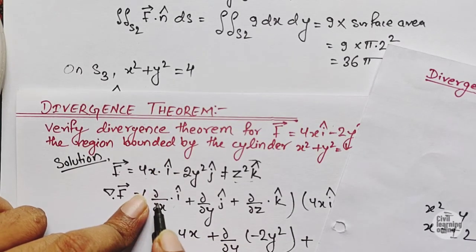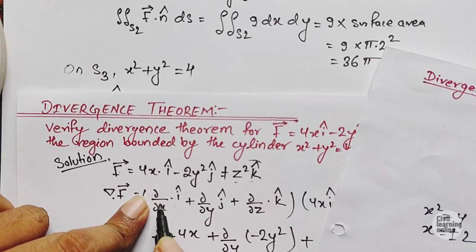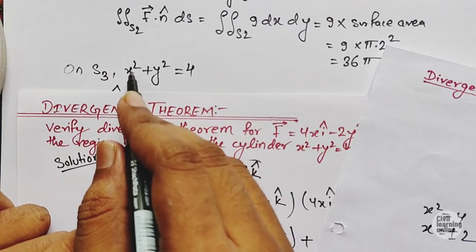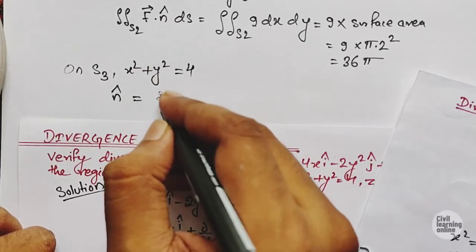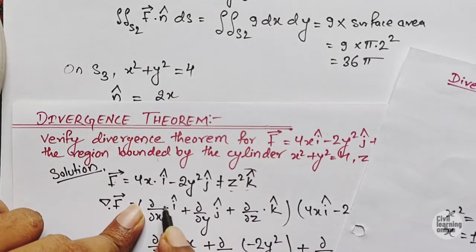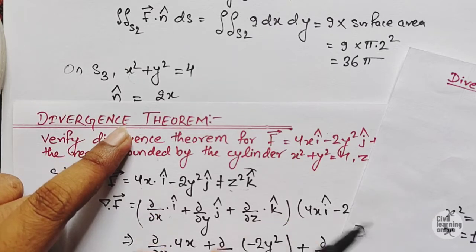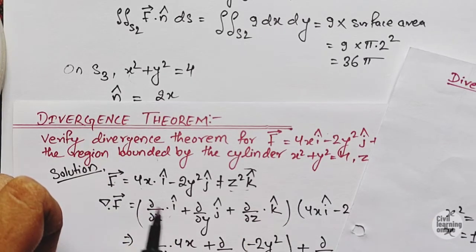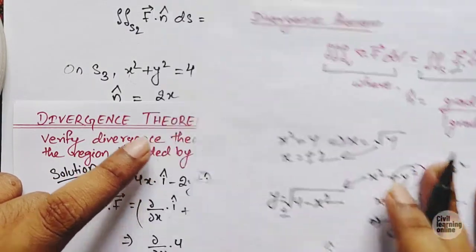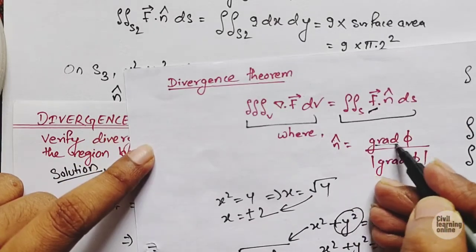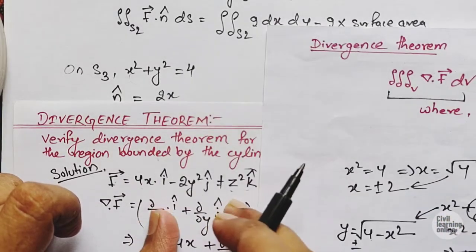First, the derivative with respect to x only: the derivative of x square will be 2x. We find the derivative of this equation with respect to each variable in turn, because this is the gradient operator, delta. We know that n cap equals the gradient of phi, so we apply the gradient to phi, and phi is this equation.